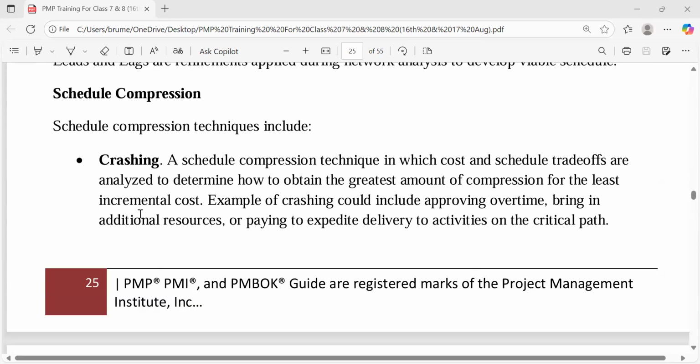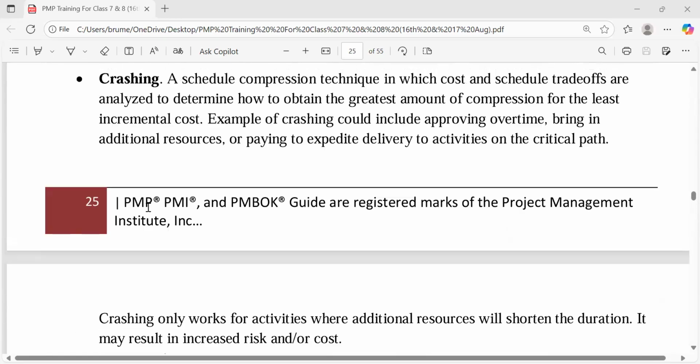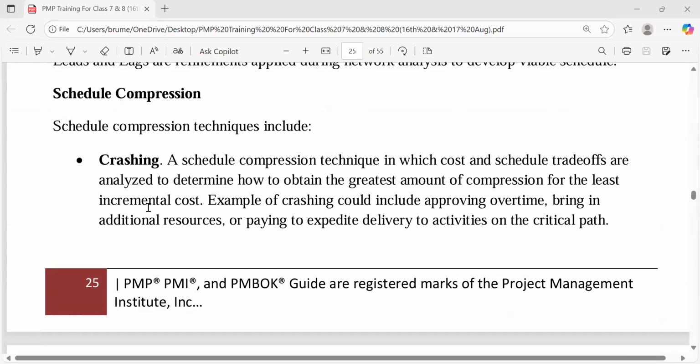Now schedule compression. Now with this schedule compression, I'm going to be showing this. Compression. Do you pronounce that a different way? No, compression. That's right.